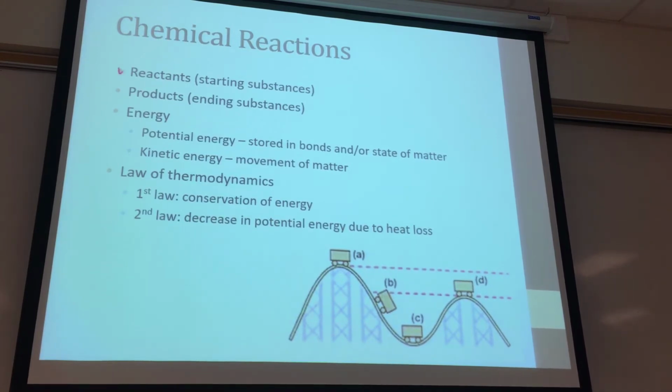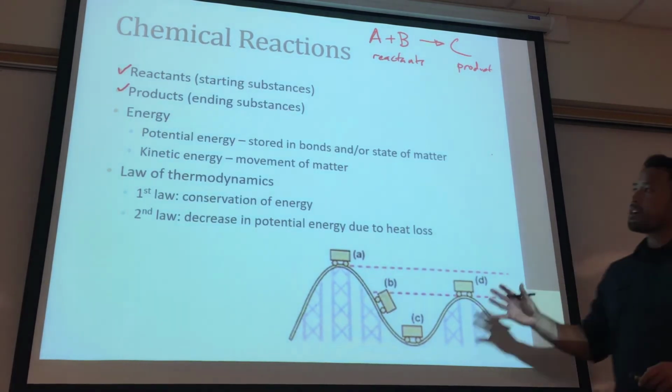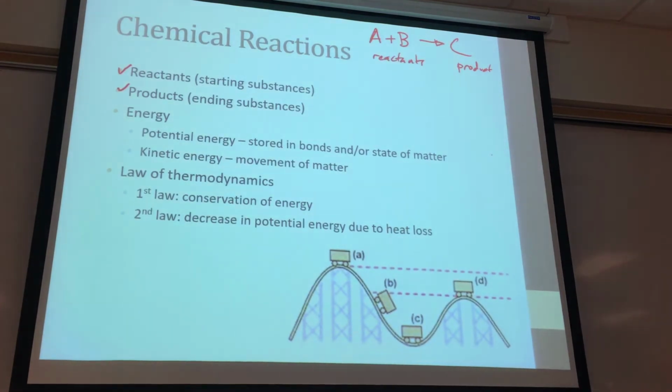We have reactants and we have products. In any chemical reaction, I'm going to give you an easy example: A plus B forms C. And you'll see that the reactants are the starting substances and products are the ending substances. So if I see A plus B, are these my reactants or are they my products? These are my reactants. And I know C will be my product. It's the ending substance. And in these reactions, there exists energy in the system that we can quantify.